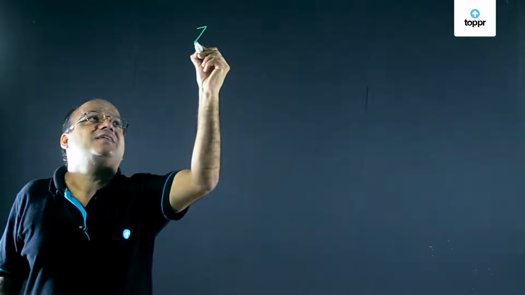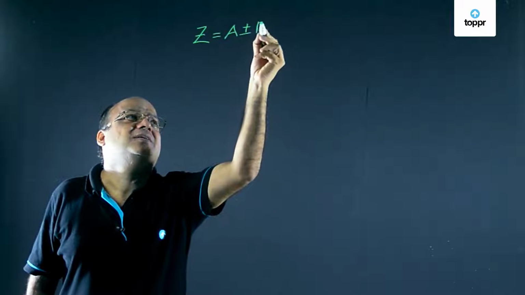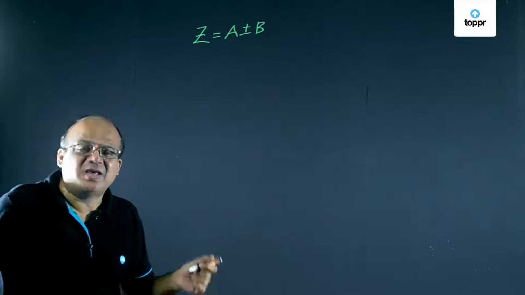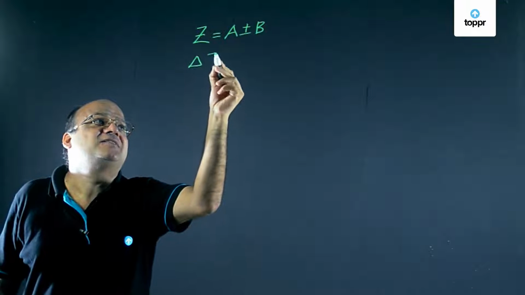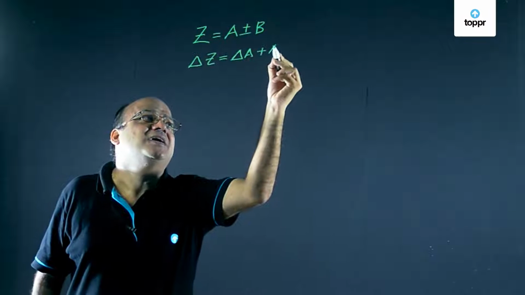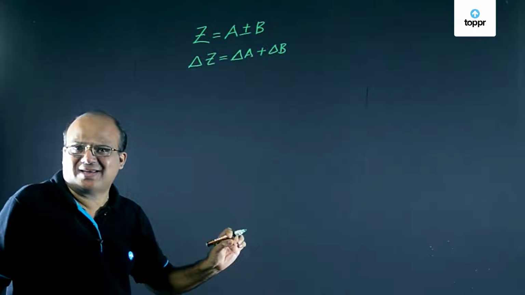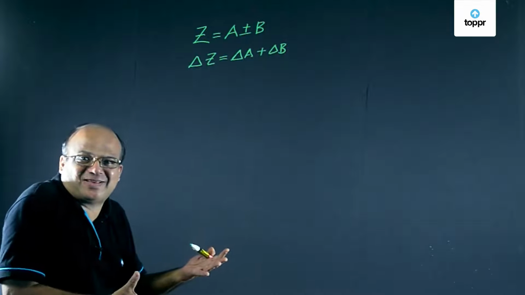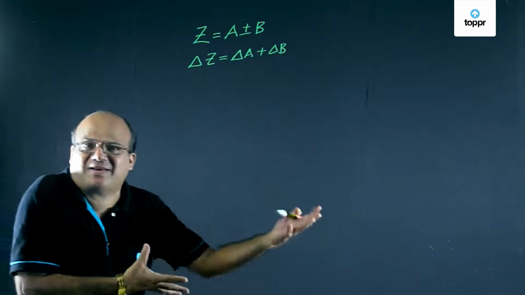If Z is equal to A plus minus B, it can be either addition or subtraction. Both are similar things. When Z is A plus minus B, error in Z is equal to error in A plus error in B. This is very important to understand. Errors are always added. Errors are never subtracted. If we do two mistakes, the errors will get added up. One error cannot cancel the other error.